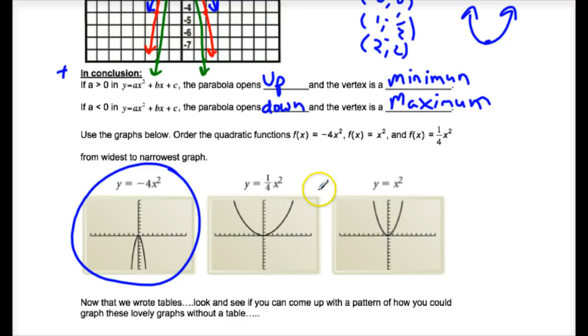When you get a fraction, it is wide. Is 1/4 bigger or smaller than a half? Smaller. So when the coefficient of x squared, when the a is a fourth, it's going to get really wide really fast.